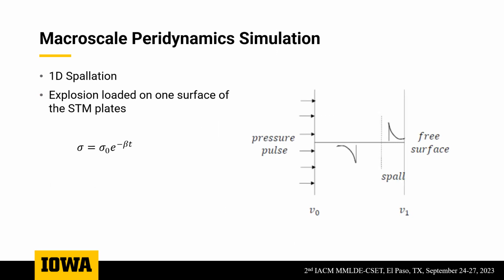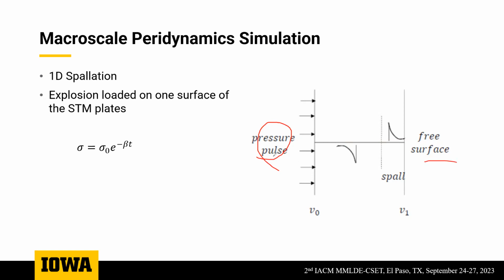After we have these machine learning models, we can pass them to the macroscale peridynamic simulation. In the first simulation, we do spallation. Here we consider a thin plate, where the volume fraction changes only along one dimension, the thickness. On one surface of the plate a force is applied, due to an explosion. So there is a sudden force applied on one surface, and the other surface is a free surface.